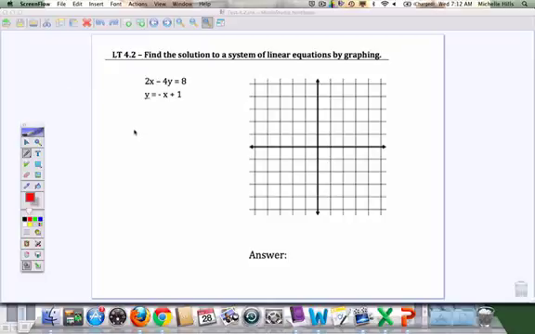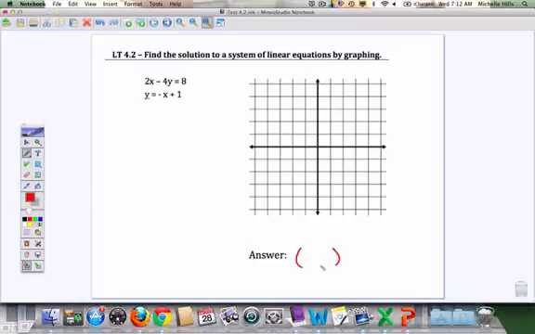To find a solution to a system of linear equations by graphing, I need to graph both of these lines in this one graph and find the point of intersection. Now, if they intersect in one point, my answer will be an ordered pair. It's also possible that the lines are parallel and they never intersect, so my answer will be no solution. Or when I graph them, it turns out they're the same line, and my answer will be infinitely many solutions.